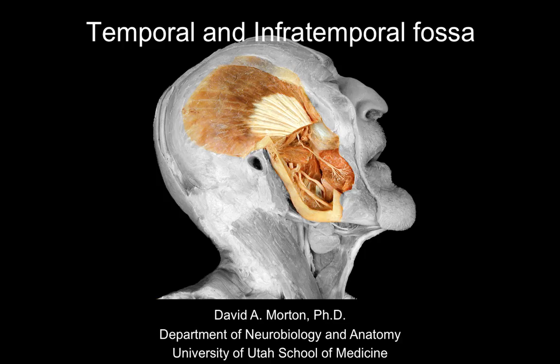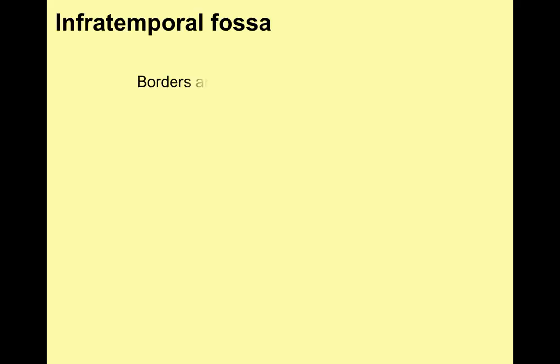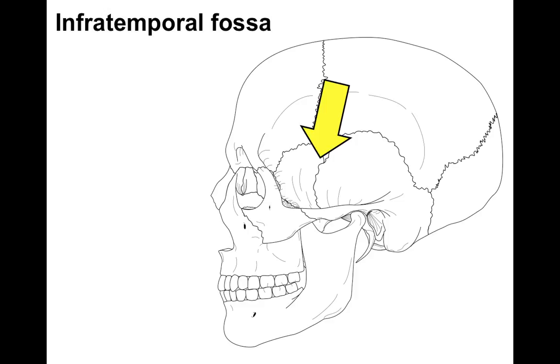The temporal and infratemporal fossae. The infratemporal fossa has the following borders and contents. The yellow arrow shows where the temporal fossa is, and it's called the infratemporal fossa because we move in an inferior direction and go below that zygomatic arch and deep to the ramus of the mandible. That's when we're inside that infratemporal fossa.